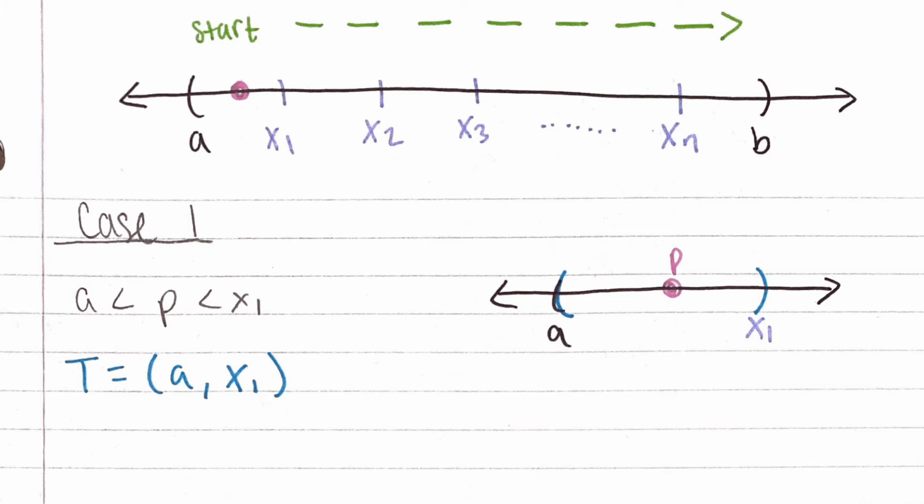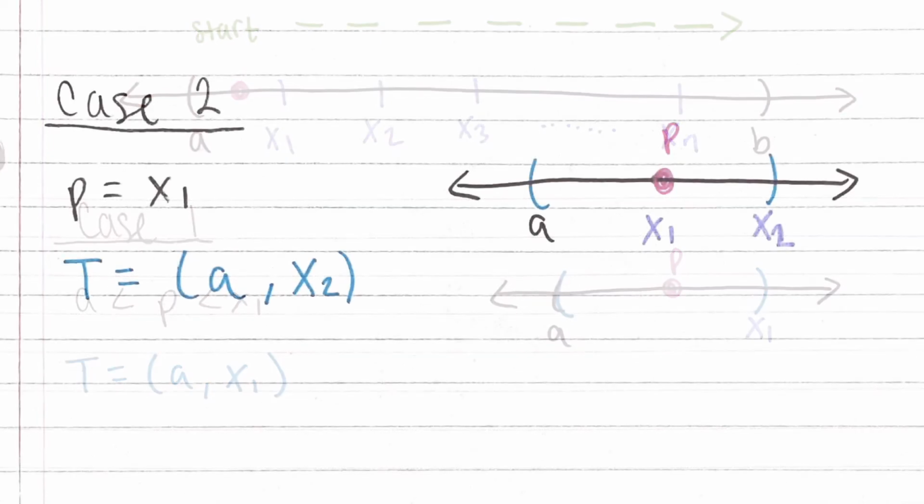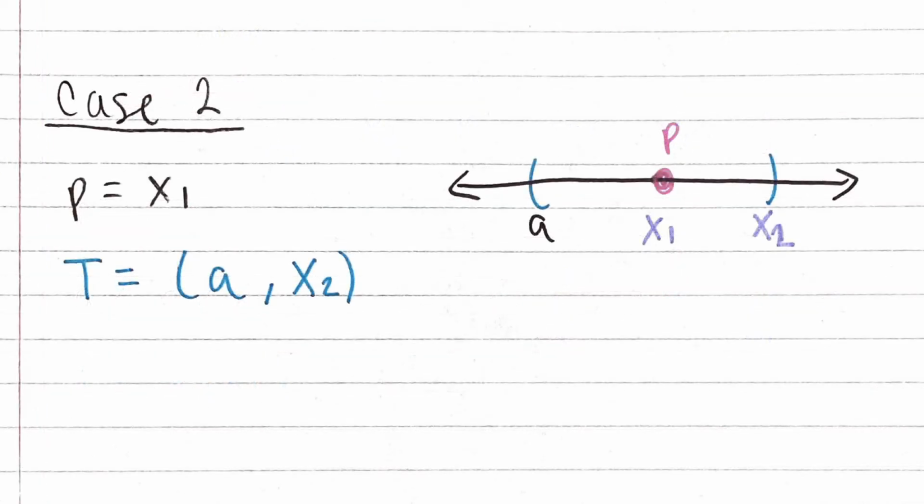As you can see on the very top picture, I have the start and the green arrow going towards the right. And our first case is where P is between A and X1. We just create segment T with endpoints A and X1. We are now looking at case 2, and that's when P equals X1, and our segment T will have endpoints A and X2 because it only contains X1, which is P.